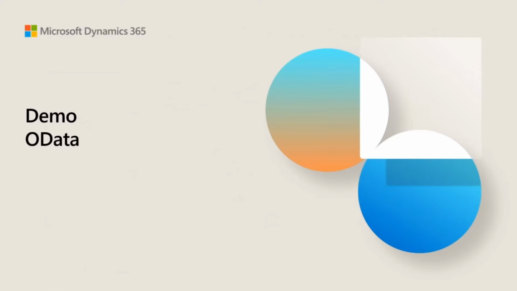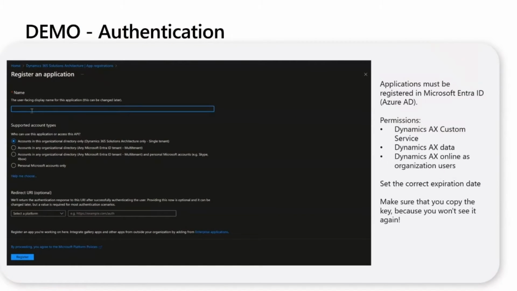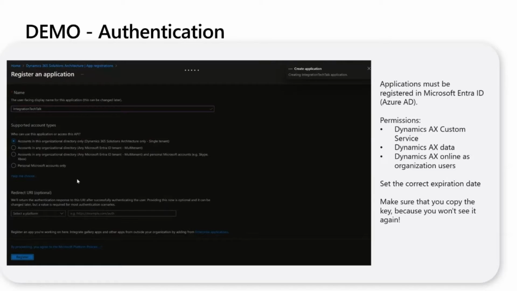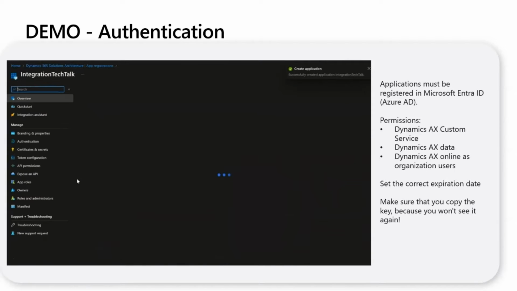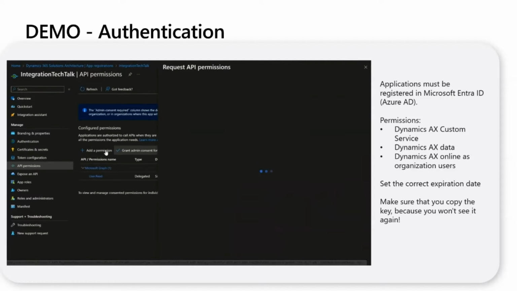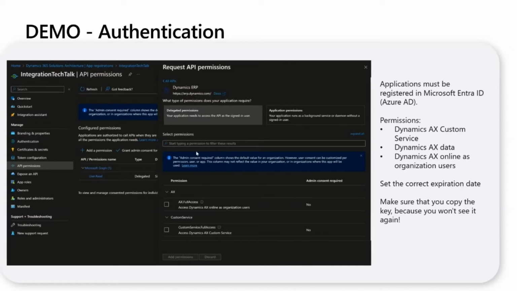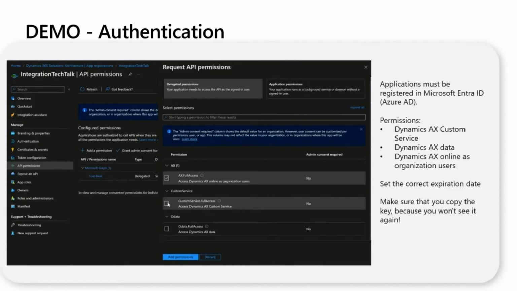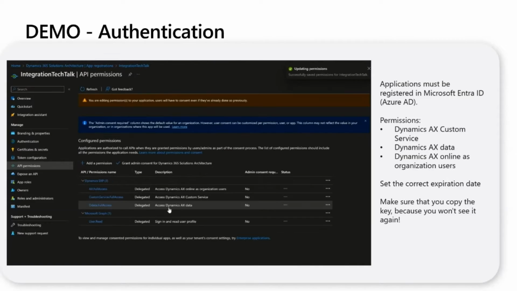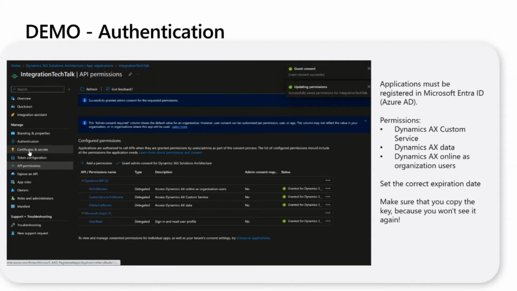Let's see a demo of this entire process, starting with the authentication setup. We need to register a new application in Microsoft Entra ID through the Azure portal. The second step is that we need to create the permissions and allow the Dynamics ERP delegated permission for the application to work. Then we need to generate the secret necessary for communication. That's in certificates and secrets.